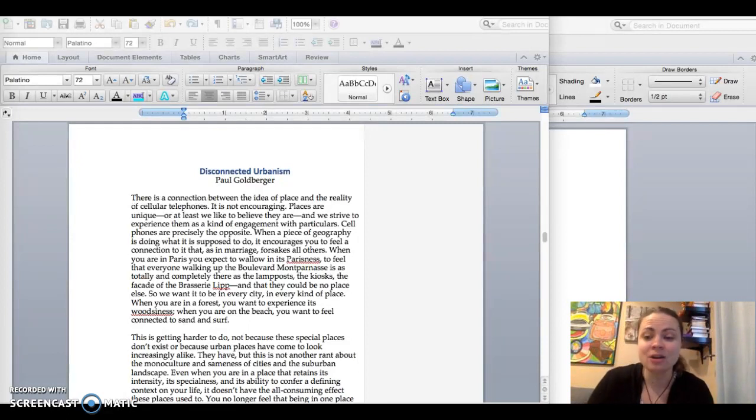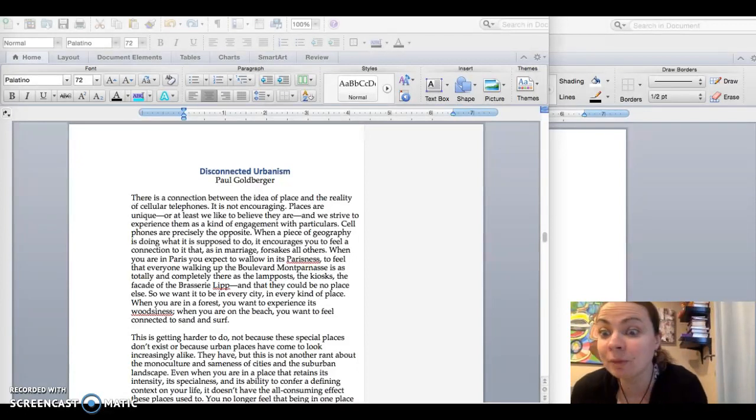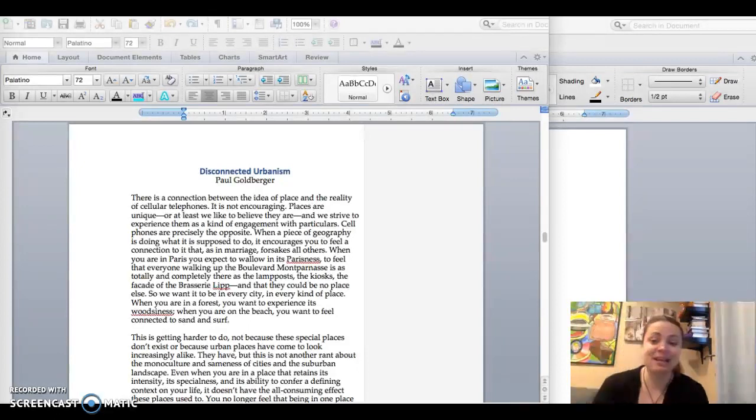Urbanism, what does that mean? Well, an urban environment is a city environment. So disconnected urbanism means being cut off from the city environment where we exist, right? So he's going to write about what disconnects us from our environment. And since this is in the technology unit, what can you guess that might be? Some form of technology, right? And we're going to learn in the very first sentence that that form of technology is the cell phone, okay? And he wrote this article before there were even smartphones, okay? So he was noticing this problem even earlier than the smartphone came about.